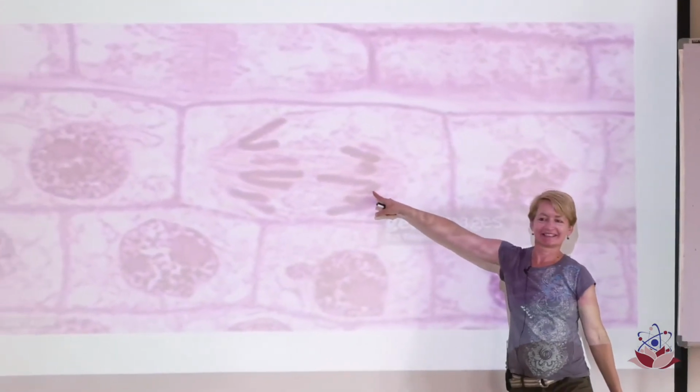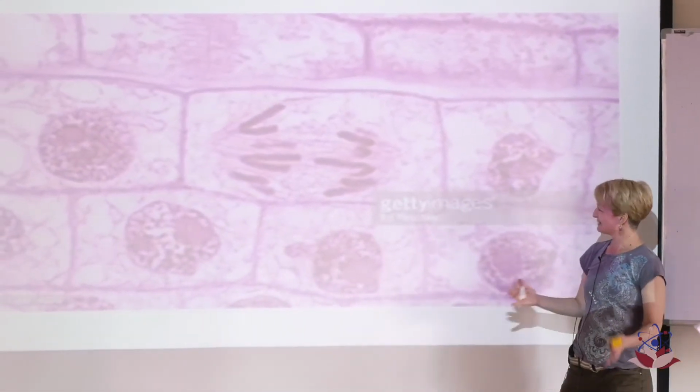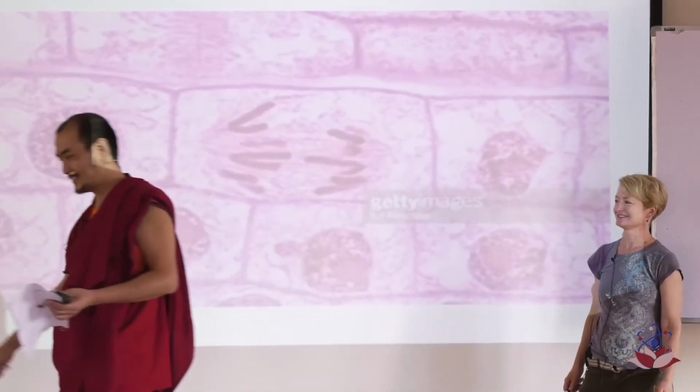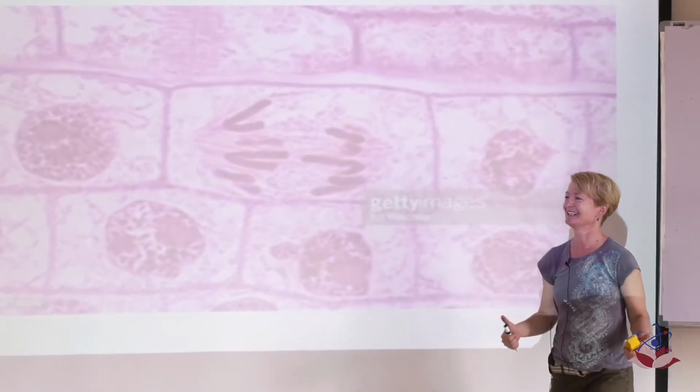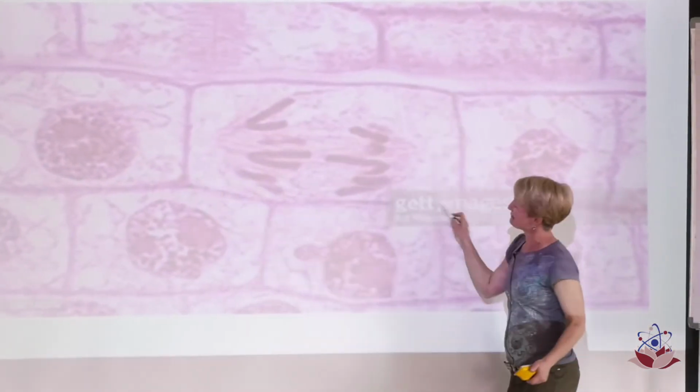What stage? Anaphase. Anaphase again. Plant cell or animal cell? Was that plant cell? Yeah, plant cell. Plant cell, good. Very obvious rigid cell wall.